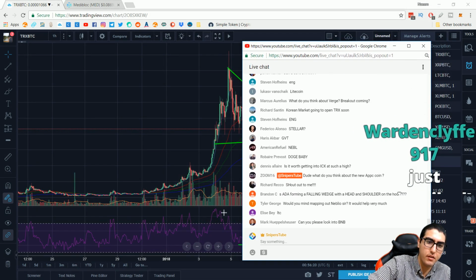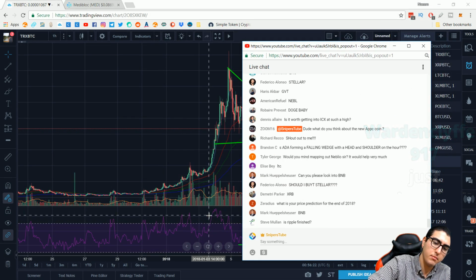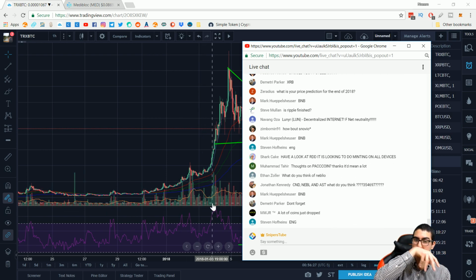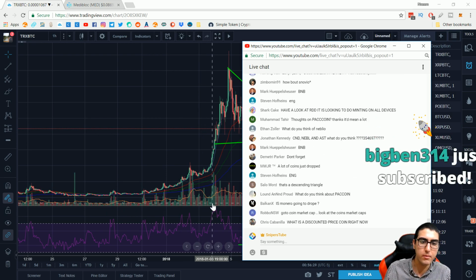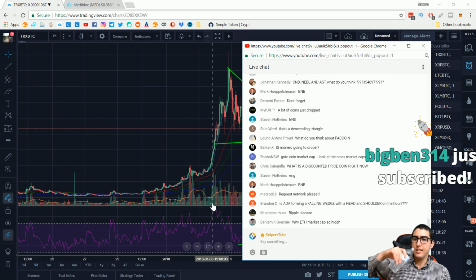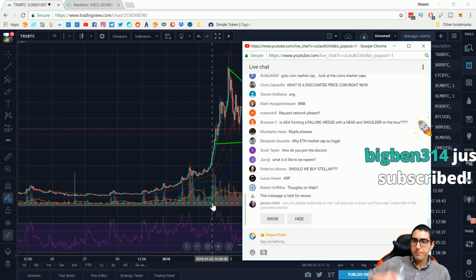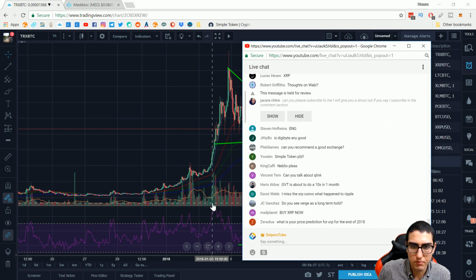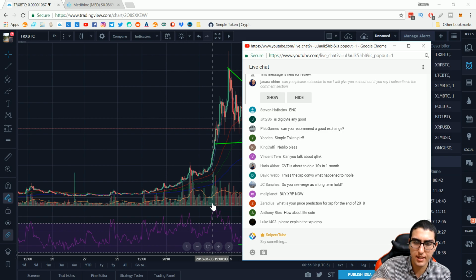These lines right here are volume indicators. So the higher this is, the more volume occurred within that time period, and the higher the red one is, the more, well, it's either buy volume or sell volume. So somebody said, is Monero going to drop? I did not even get to read that.